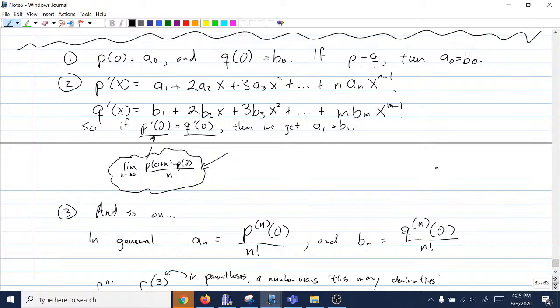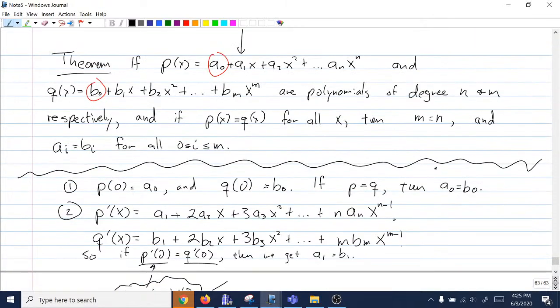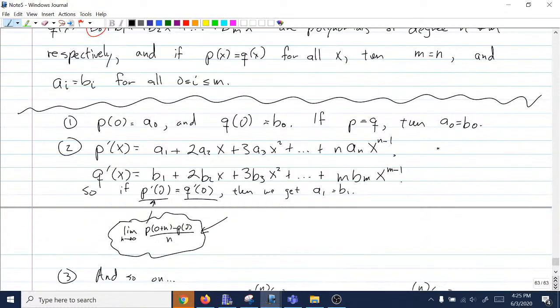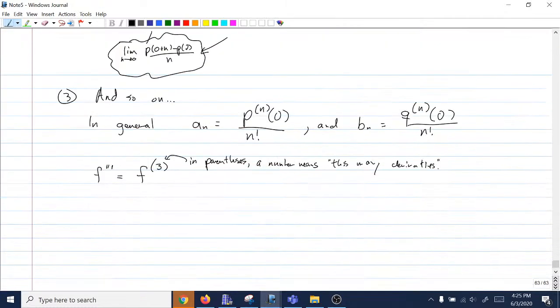So, because you can get the coefficients from the function values in this way, for every polynomial you can figure out what its coefficients are. If two polynomials are the same, then you know what their coefficients are. Here's the idea. Let's use this trick on a function that's not a polynomial.